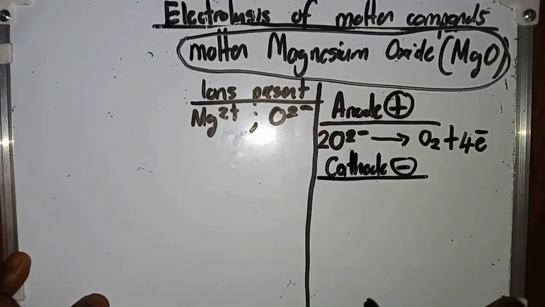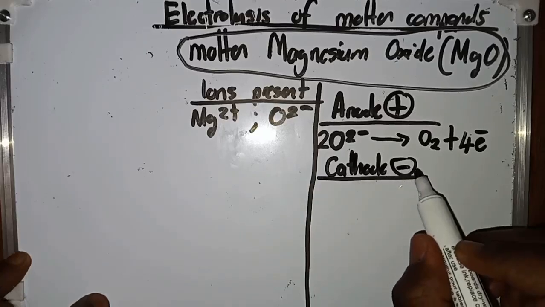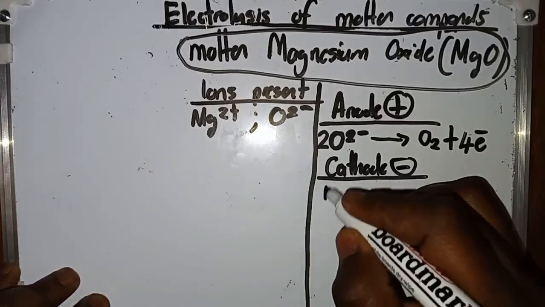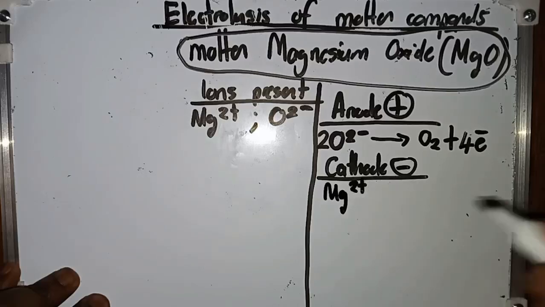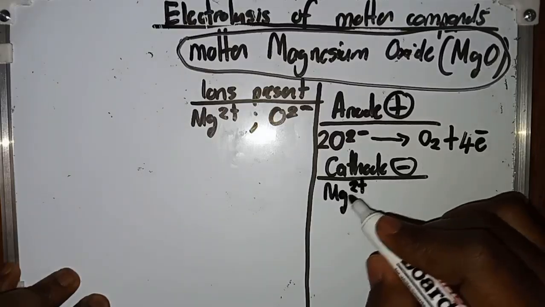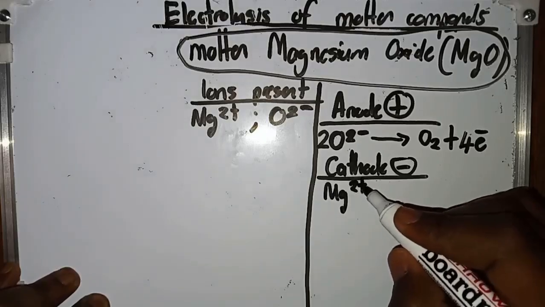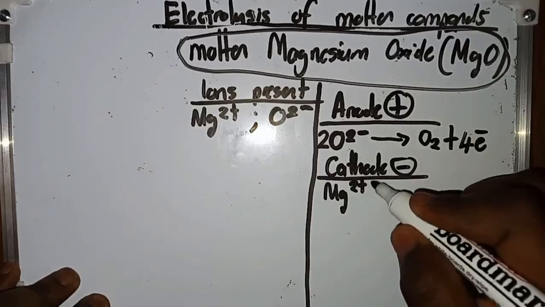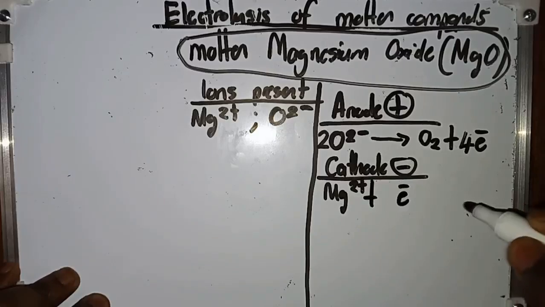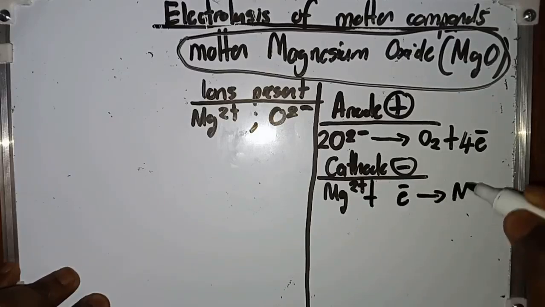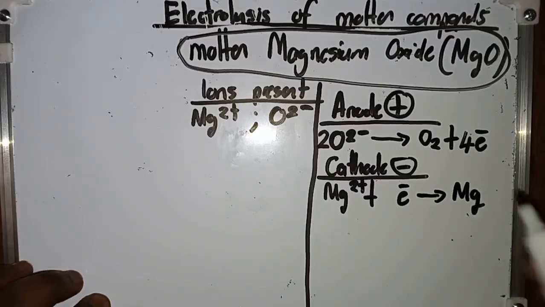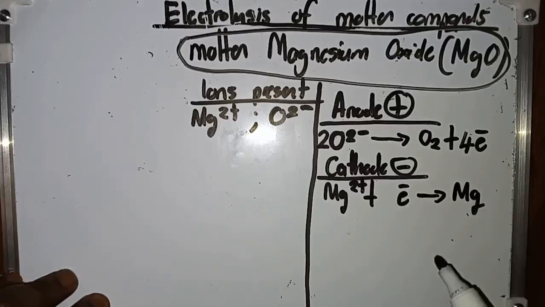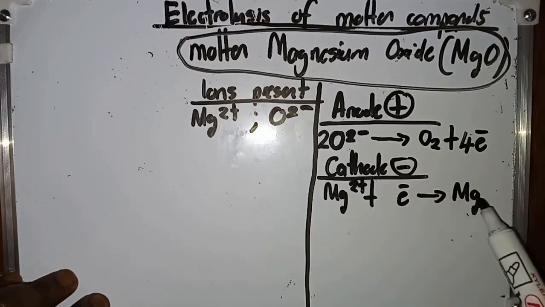Then going ahead with the cathode equation, the cathode is negative, so it attracts the positive. In this case, our positive what? Is magnesium 2+. So if the ion to be discharged is positive, the electrons are written where? At the left hand side. So we say plus. How many electrons? We don't know how many electrons yet, to give the element.